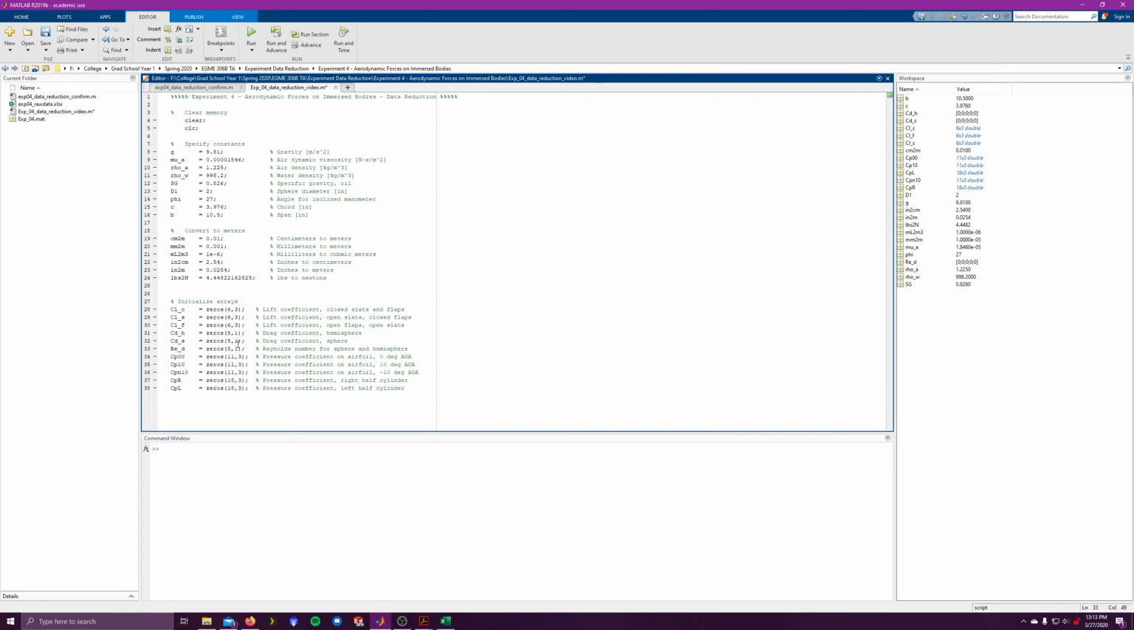The next thing we have is the pressure coefficient on the airfoil. So we have 3 different angles of attack here. So for this, I'm writing out 3 different lines for the different angles of attack. The first one is at 0 degrees angle of attack. The second one is at 10. And the third one is at negative 10 degrees for the angle of attack. Okay, so for this we have zeros of 11, 3.